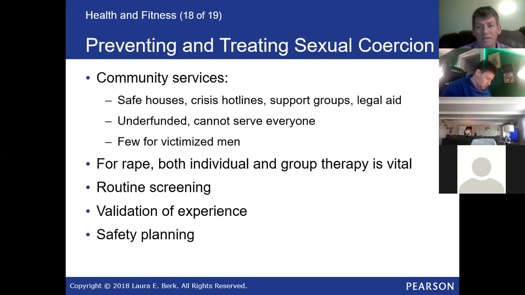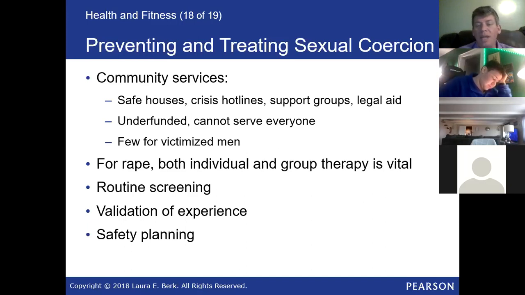So, how do we prevent? It's not just as simple as making the punishments harsher. We have to get to it before it happens. We need to provide community services like safe houses, crisis hotlines, support groups, legal aid. So that's how we're treating it, right? It's underfunded, right? So we cannot serve everyone, especially we have very few options for victimized men.